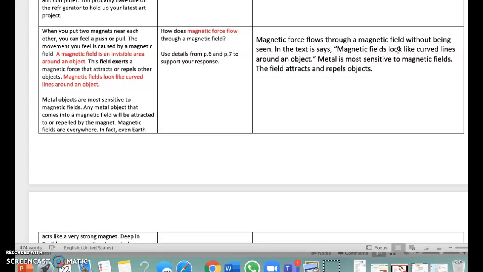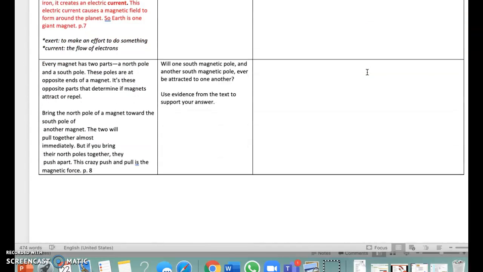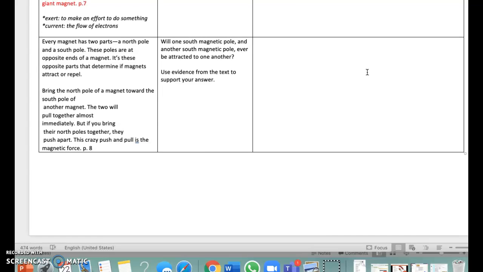All right, I think that's enough. We answered the question, how does the magnetic force flow through a magnetic field? The magnetic force flows through a magnetic field without being seen. And the text says magnetic fields look like curved lines around an object. Metal is most sensitive to magnetic fields, and the field attracts and repels objects. All right, are you guys ready to do one on your own? I hope so. This one you guys are going to do by yourself, and then you're going to send me a picture to show me that you completed it.